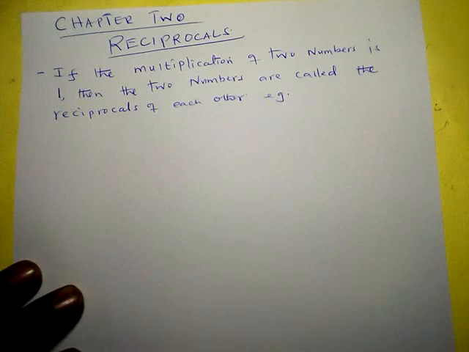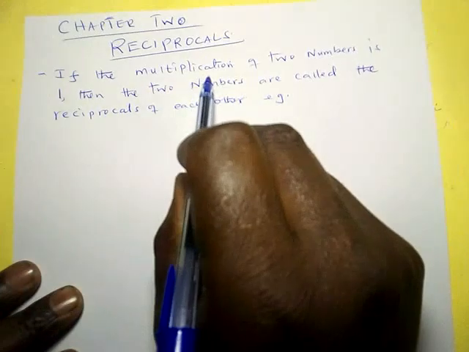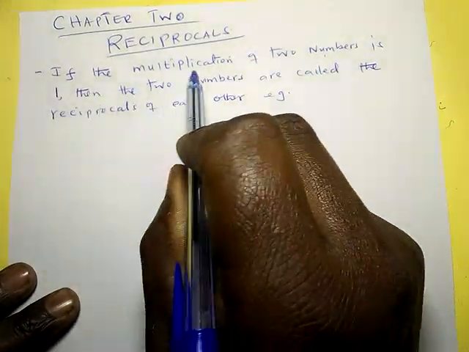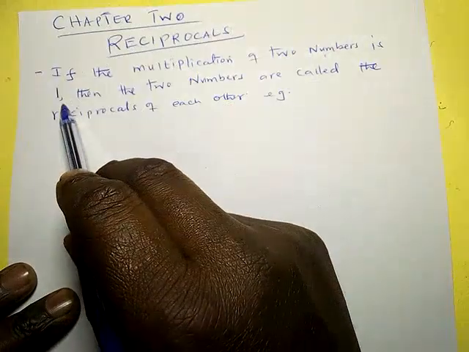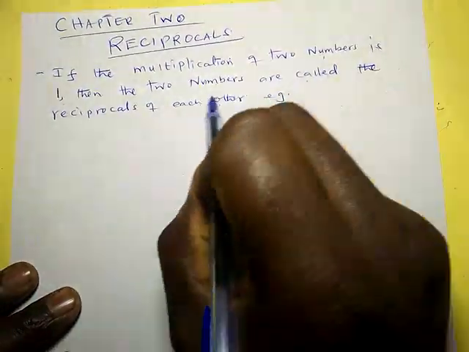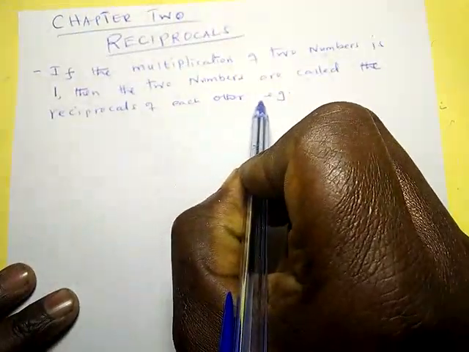Chapter 2, Reciprocals of numbers. If you multiply two numbers and the answer is 1, then the two numbers are called the reciprocals of each other.